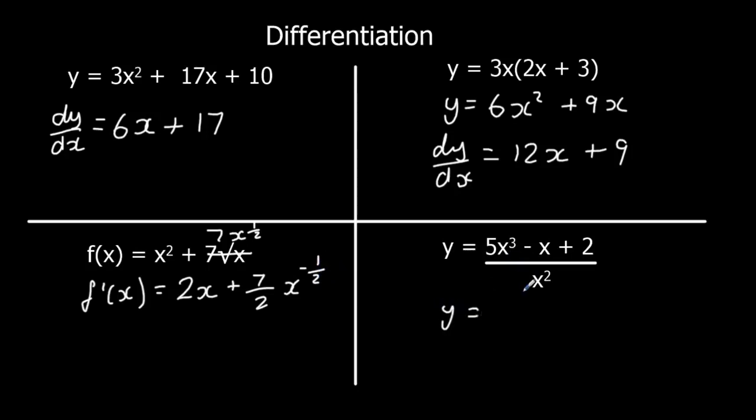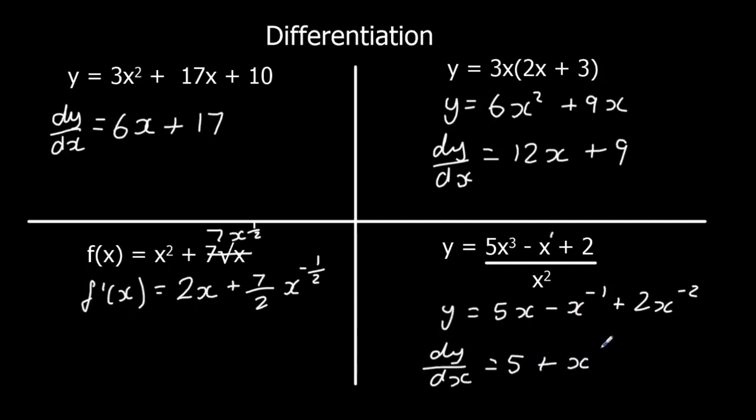And here we're going to divide through by x squared. So that will give us 5x minus, well, x1 divided by x squared is x minus 1. And 2 divided by x squared is 2x minus 2. And then we differentiate, so dy dx, the same process as before, times by the power, take 1 off the power.